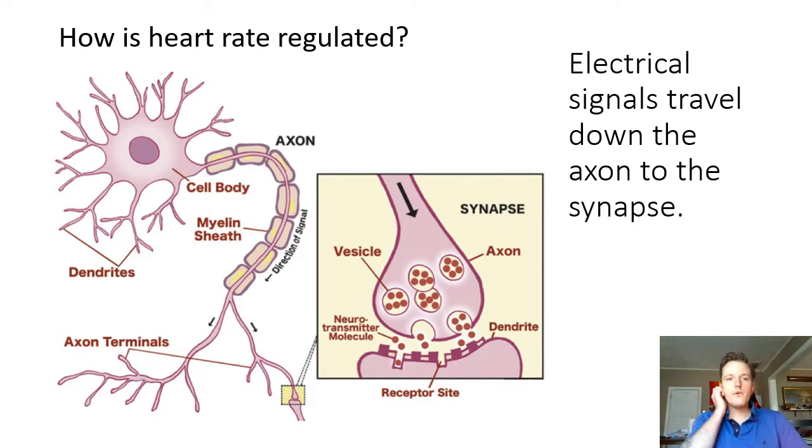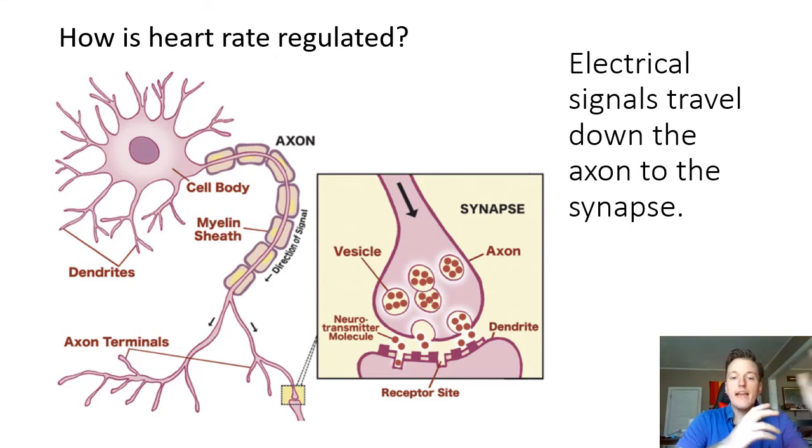So just for some background knowledge, we're going to be thinking about how heart rate is regulated, and a lot of this has to do with these neurons. So the signal from these neurons is going to come in from the dendrites. It'll be processed in the cell body, whether or not it sends an actual signal. It'll travel down the axon, and then at the end of the axon, at these terminals, you'll get to the synapse, which is just the fancy name for the gap in between the two cells.